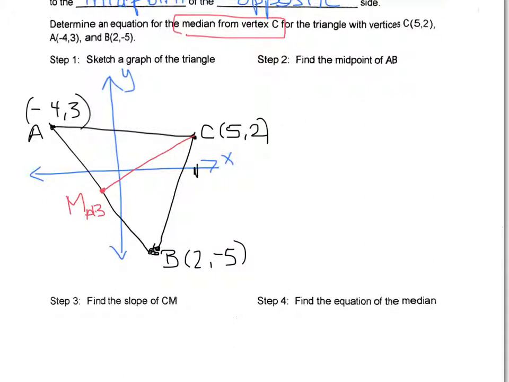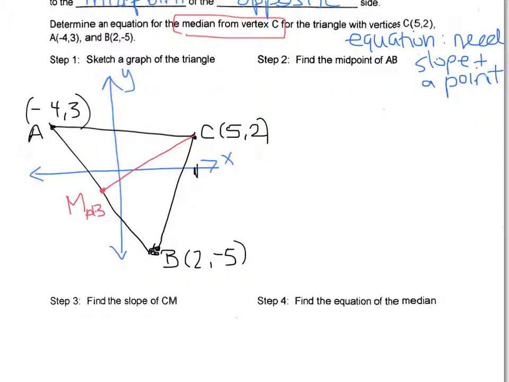So the sketch is the first step. We have our coordinates in there. We know that they're approximately in the right spot. Second step is we want to find the things that we need to get the equation. To find any equation of any line, this is very important, I'm going to jot it down. To find an equation, we need two things. We need the slope, and we need a point. So to find the equation of any line, we need the slope and a point.